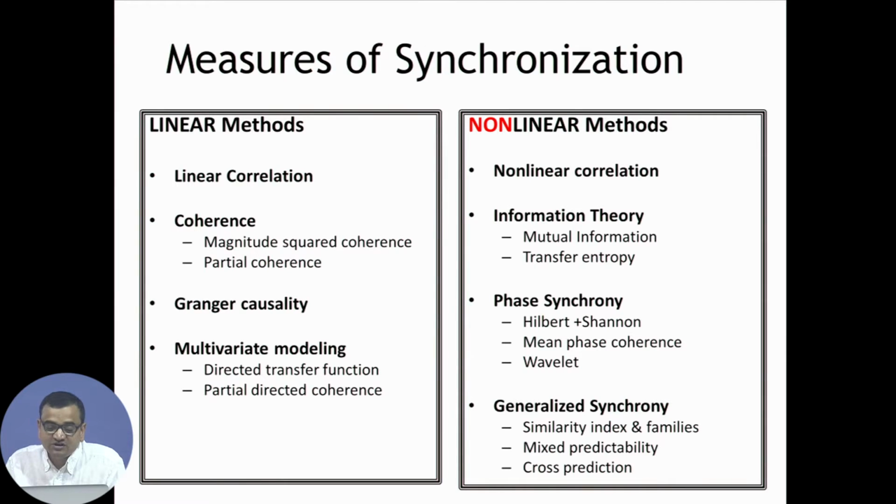So there is a big list of other methods which do not require the assumption of linearity in the interdependency. These are grouped under nonlinear methods: nonlinear correlations, or general types of both linear and nonlinear correlation under information theory, general higher order statistical interdependency, and phase synchrony, which is very widely used for brain rhythms because the phase is related to the oscillations.